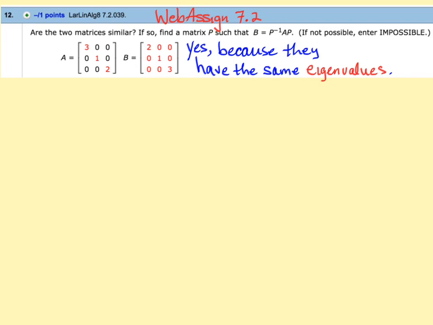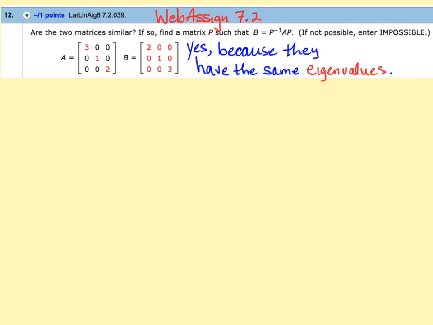In this problem, they give you two 3x3 matrices. They're both diagonal, and they ask, are the two matrices similar? I think that part was fairly easy for most people. Because they're diagonal, we know that the entries along the diagonal are the eigenvalues, and so we can see that these two matrices have the same eigenvalues, and we have a theorem that says that two matrices are similar if they have the same eigenvalues. So that part was okay. It was the second part that became a little bit problematic.